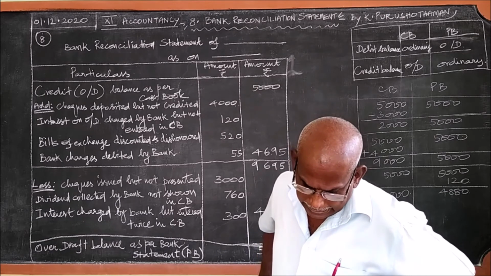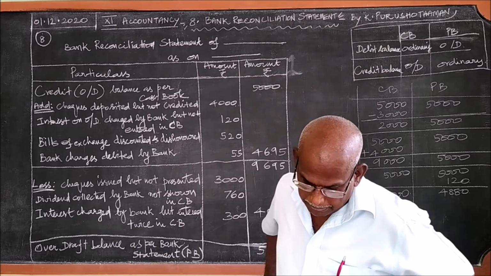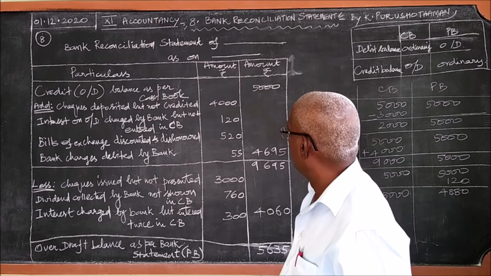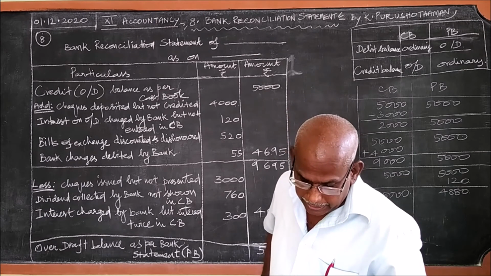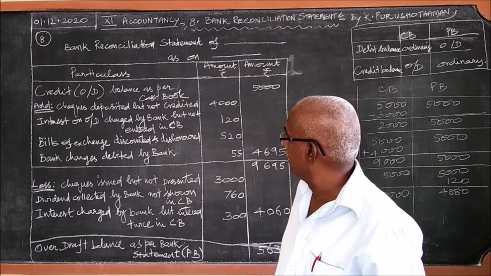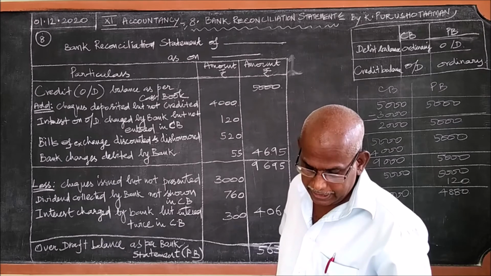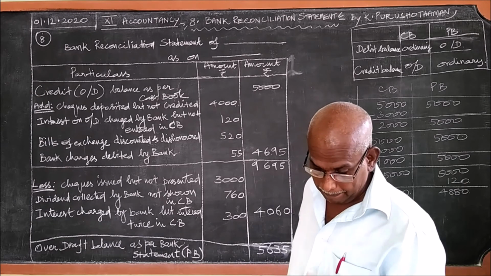Amount wrongly debited, bank charges debited by bank, amount wrongly debited. The next one, dividend collected by bank, interest on overdraft. Then the next one, dividend collected by the bank but not shown in the cash book.